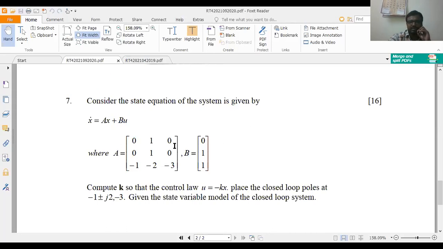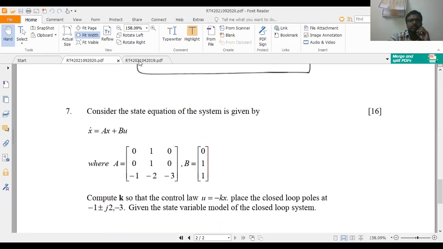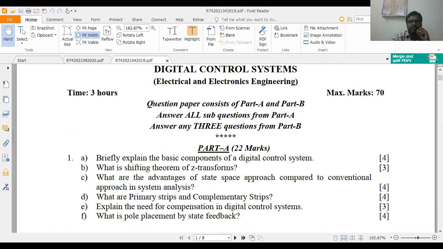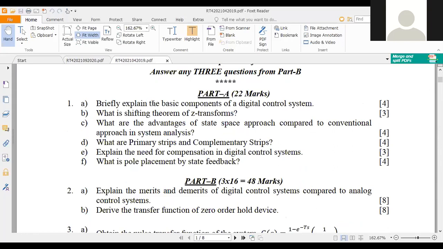So these are the questions regarding the 2020 question paper. Now we are going to discuss the questions regarding the regular paper, set 1. The first question is, in case of unit 4, what are the primary strips and complementary strips?